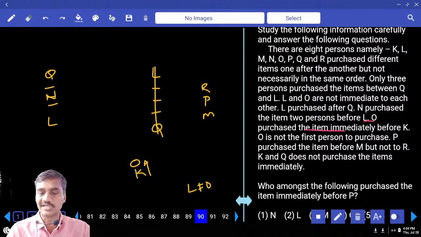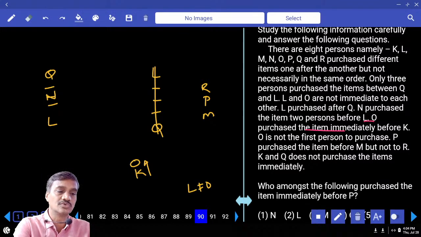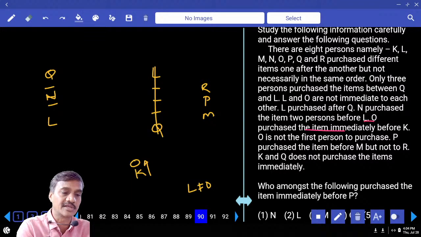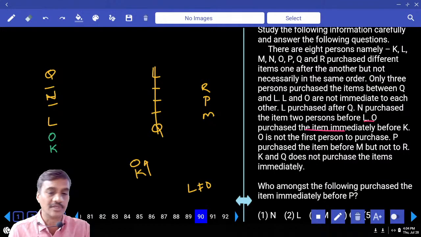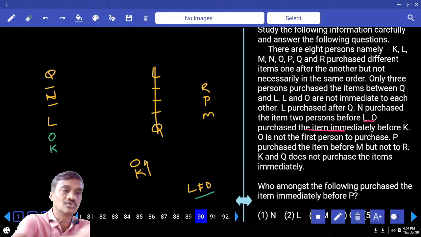And O purchased the item immediately before K. O is immediately before K, 1, 2, 3, 4, 5. Then if you take O and K like this, they are here, O and K like this, 1, 2, 3, 4, 5, 6, 7. If O and K were like this, L and O are not adjacent to each other, right? Hence O cannot be immediate to L. Hence where is this O? There is one person between these two. O is here, K is here.